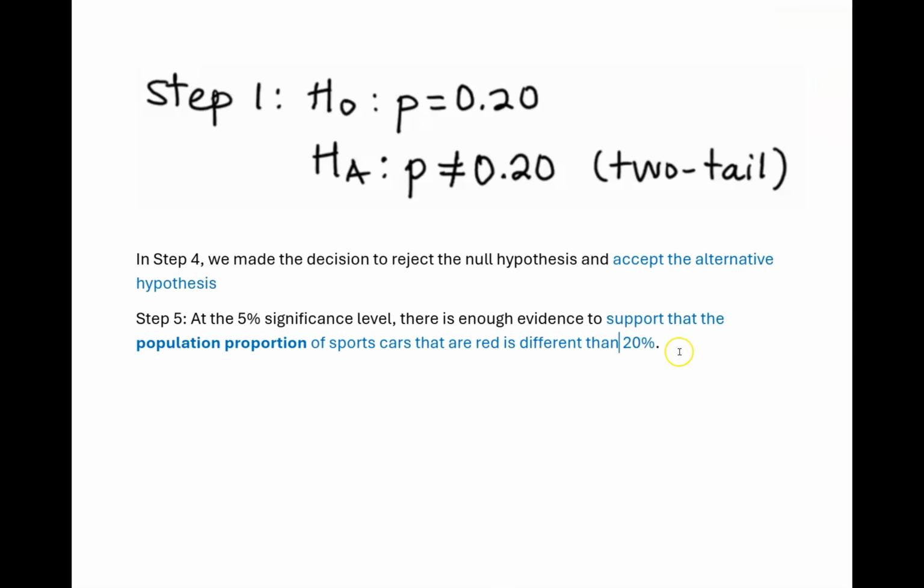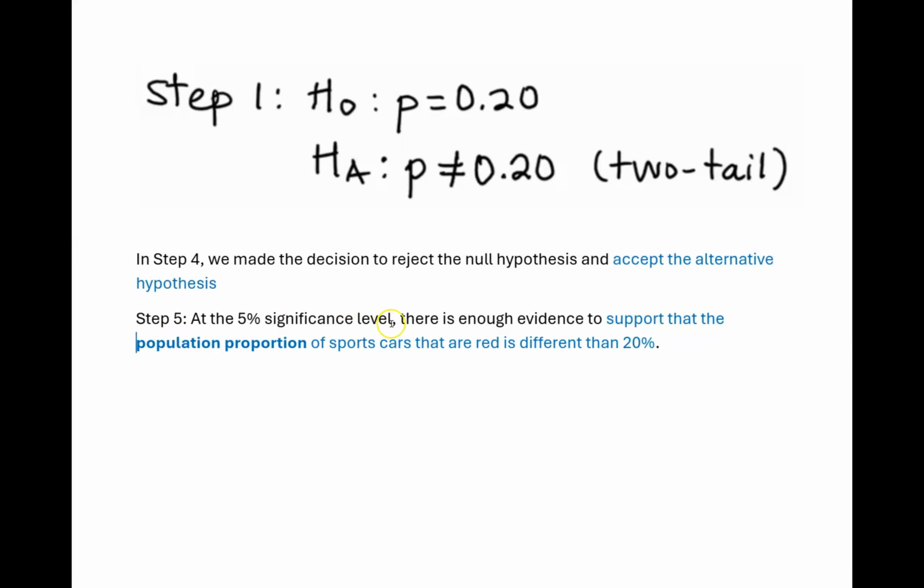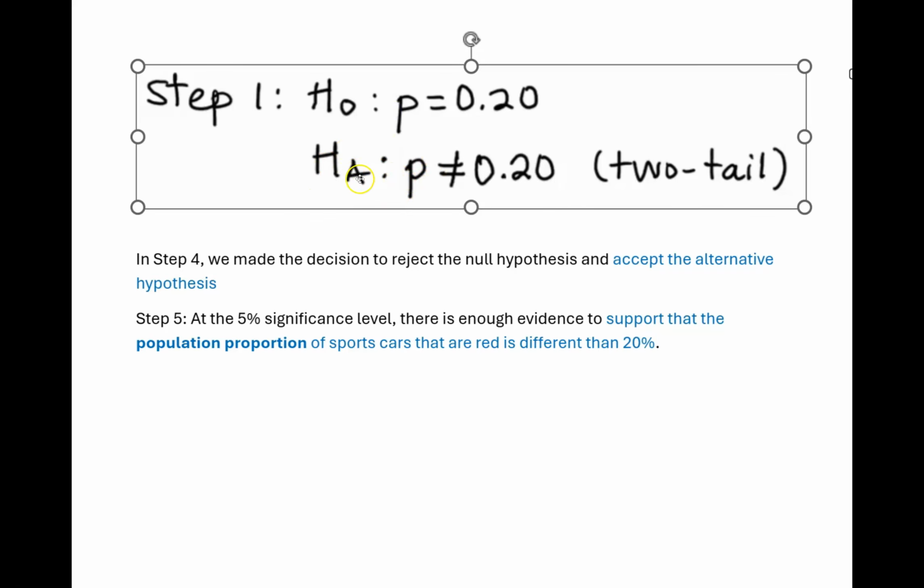So now in our last step, we're ready to write the conclusion of our hypothesis test. In that conclusion, we want to start off and mention the significance level that was given to us in the problem. We have a 5% significance level. And remember that in step 4, we made the decision to reject the null hypothesis and accept the alternative. So we are accepting the alternative hypothesis that the population proportion is different than 20%.